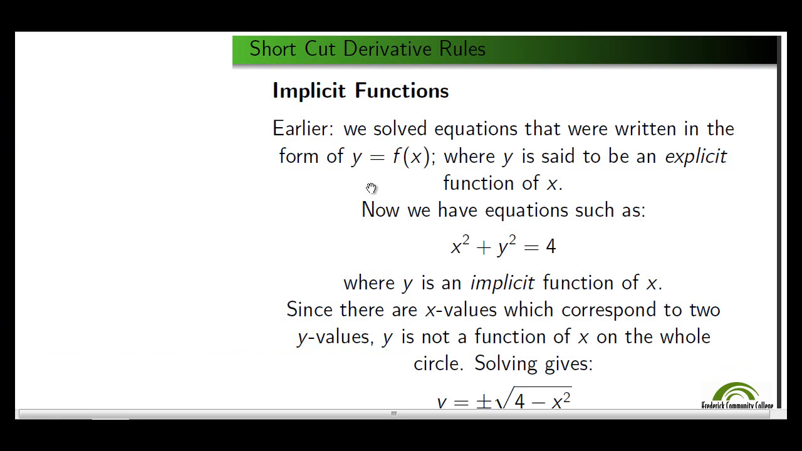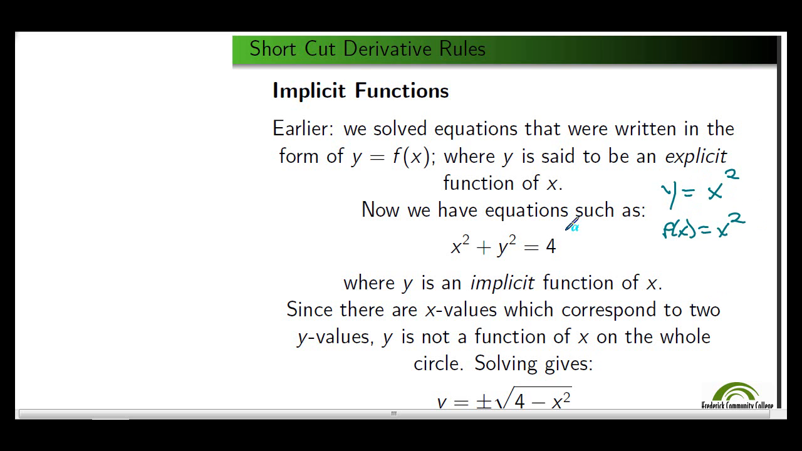Okay, now earlier we were talking about finding derivatives of regular functions. Now we're going to find derivatives of what we call implicit functions. Earlier we had equations of the form where it's solved for a variable, y equals f of x, or any combination of any other variable, where y is said to be an explicit function of x. Again, these variables can be interchangeable. You could have t, z, or s, but essentially we're solving for one of the variables, such as y equals x squared, or likewise f of x equals x squared.